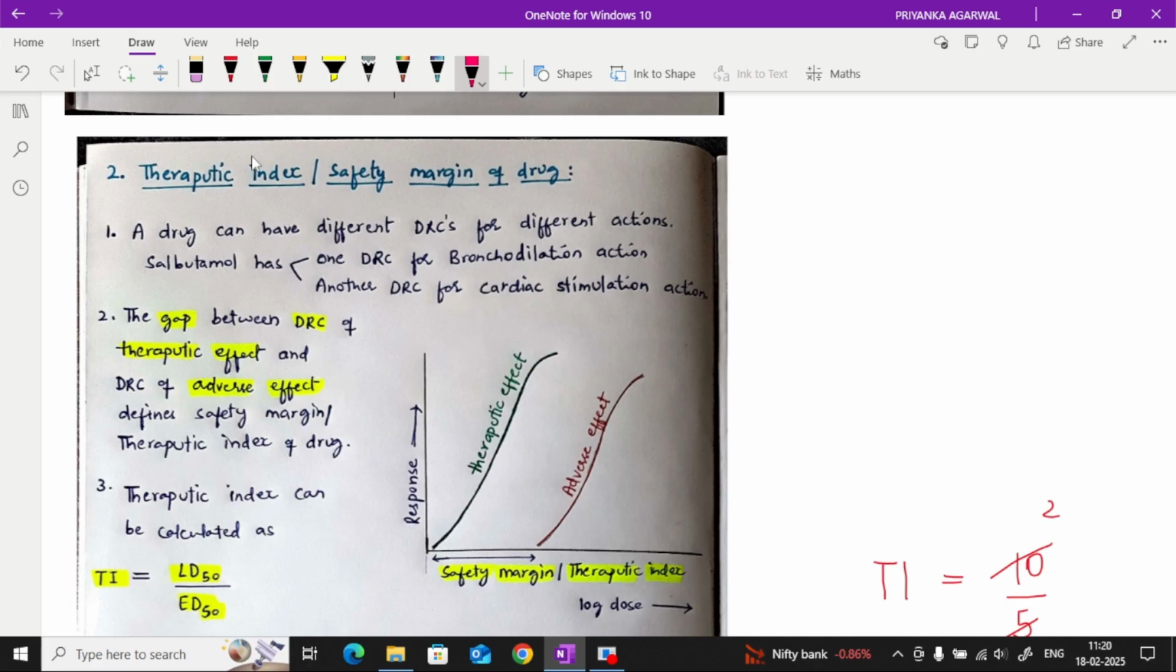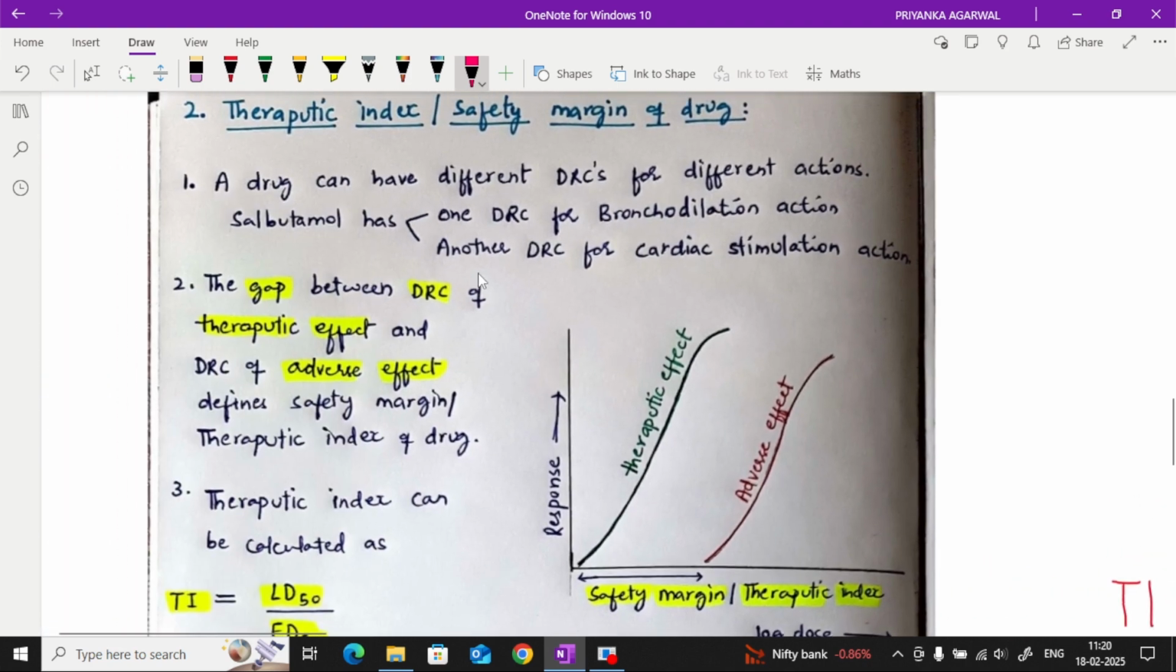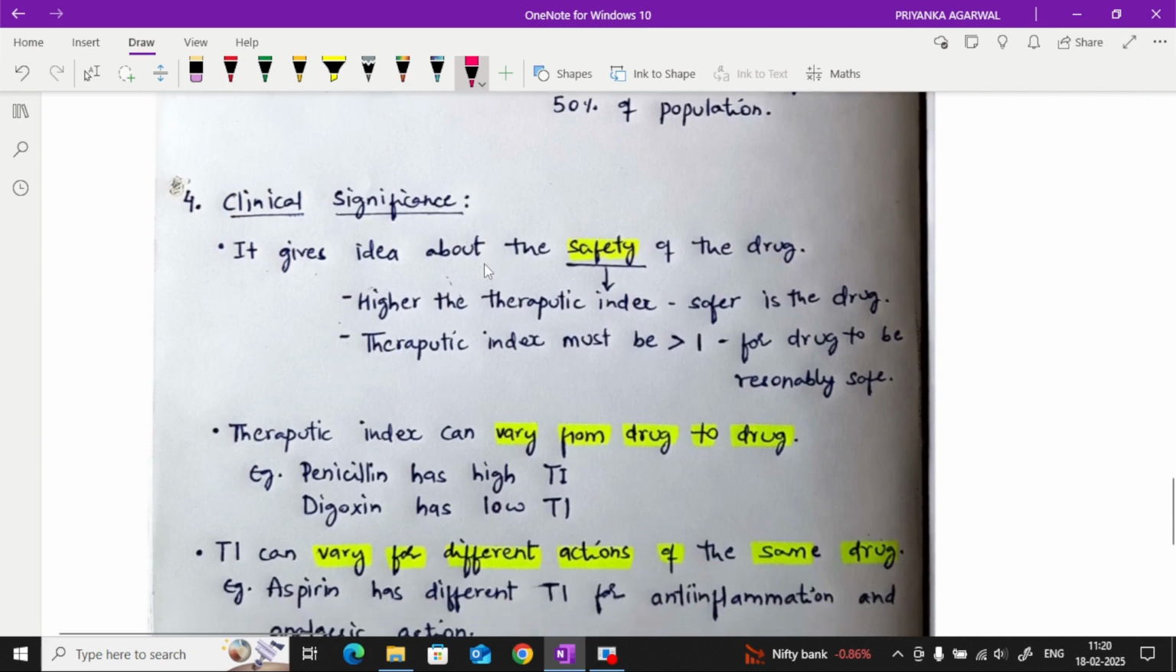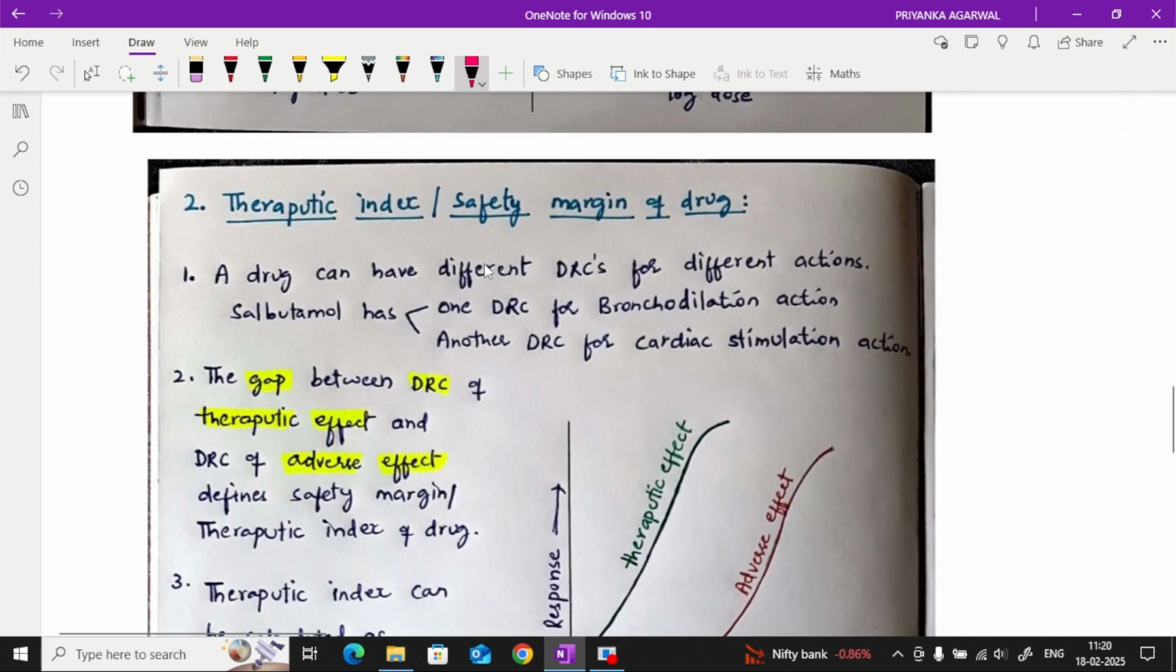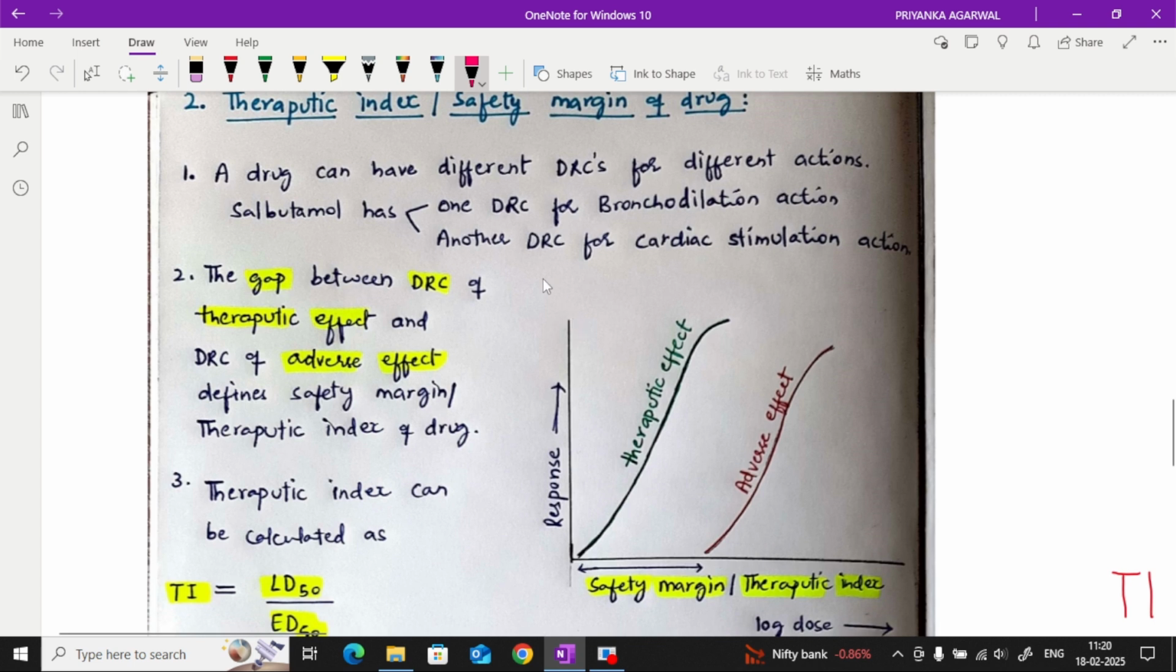So let's come to the next question, that is the therapeutic index or safety margin of the drug. This is again a very important question. So what do you understand by this? A drug can have different DRCs for different actions. For example, salbutamol can have one dose response curve for the bronchodilation action and another curve for the cardiac stimulation action.